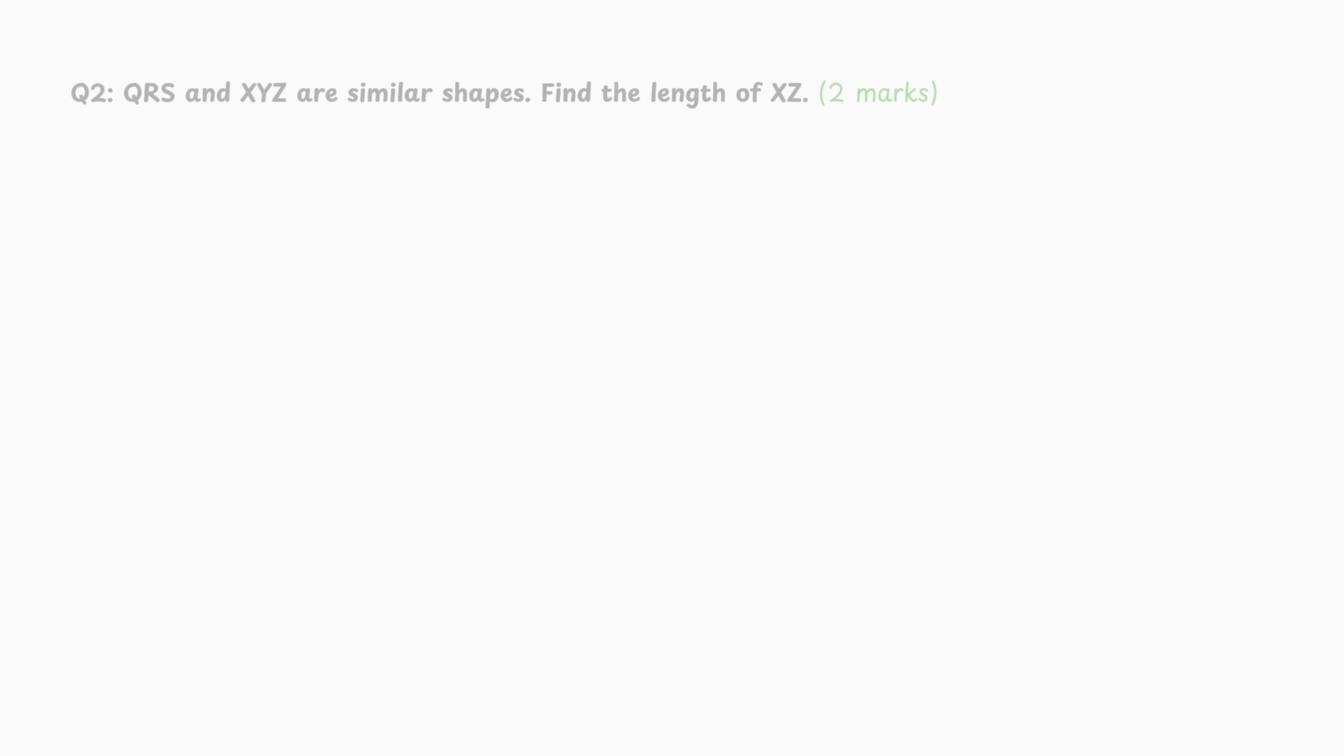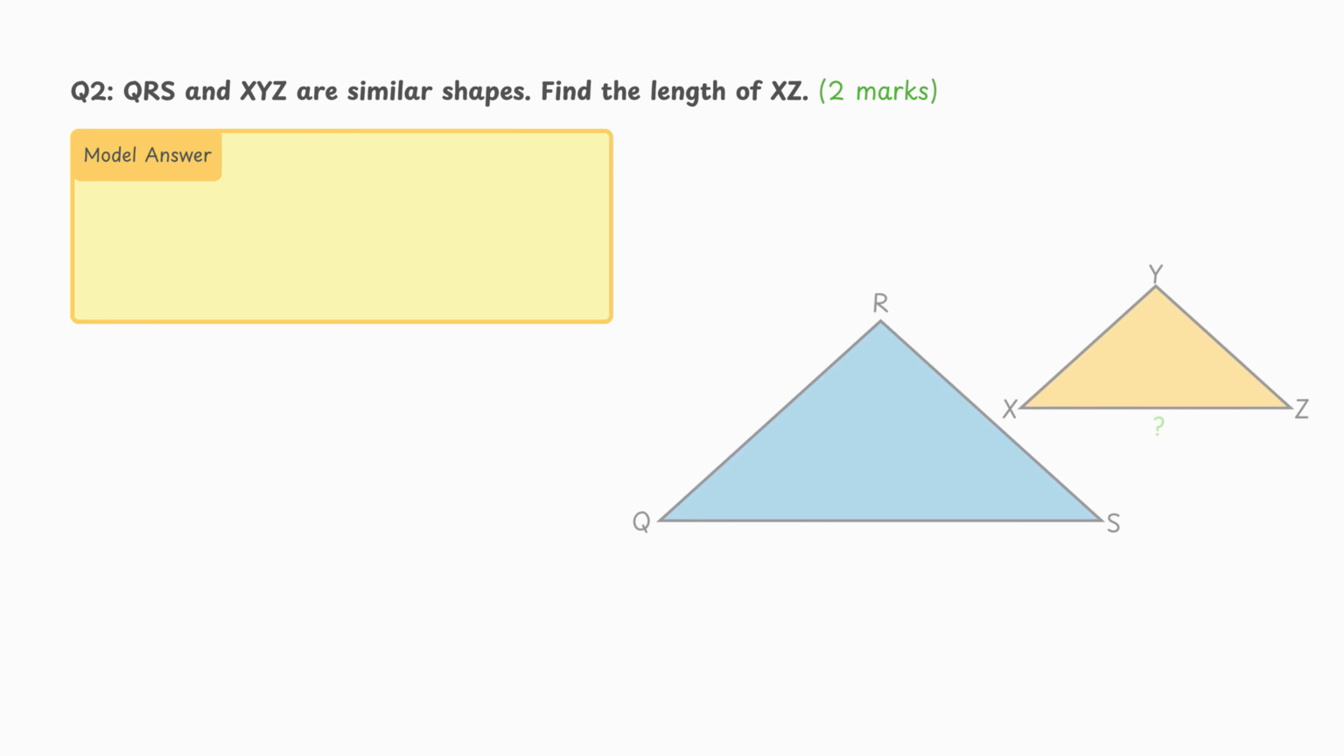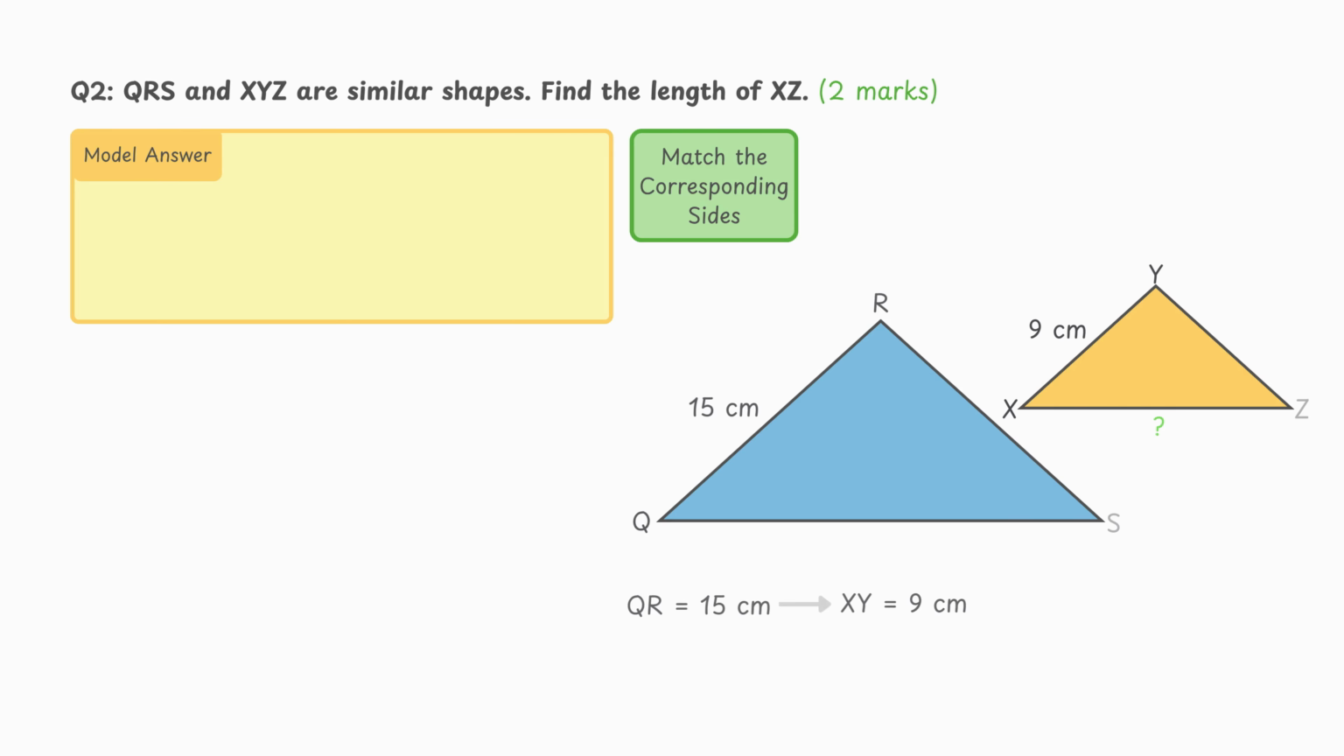Let's go through another question step by step. You can pause the video and try it yourself. Q, R, S and X, Y, Z are similar shapes. We are asked to find the length of XZ. First, match the corresponding sides. We can see that QR corresponds to XY. QR is 15 centimeters, and XY is 9 centimeters.